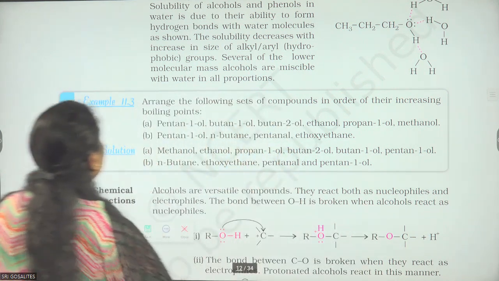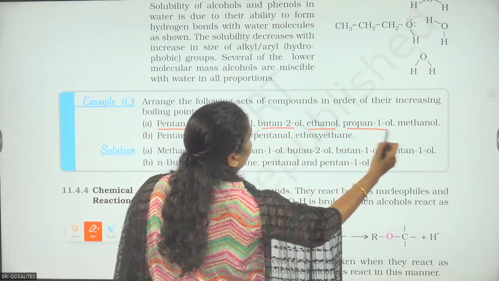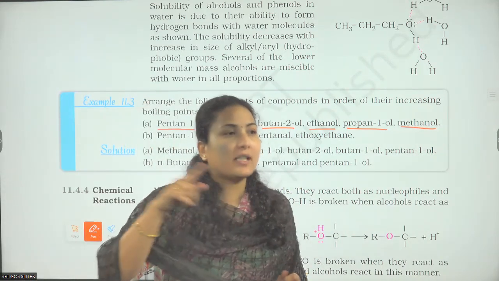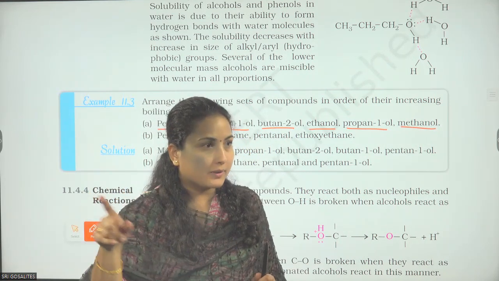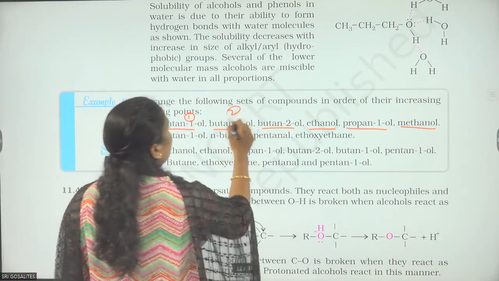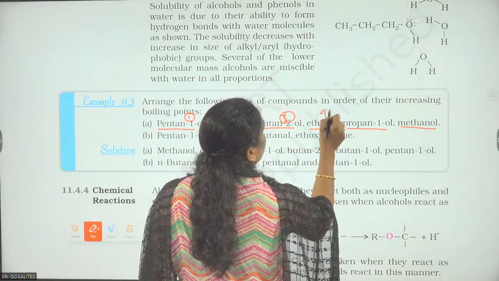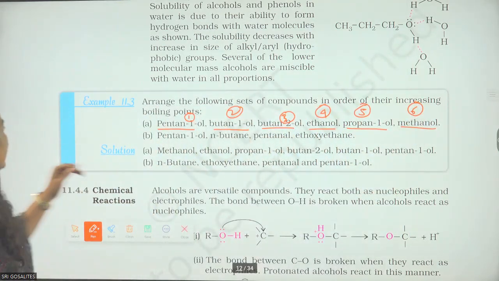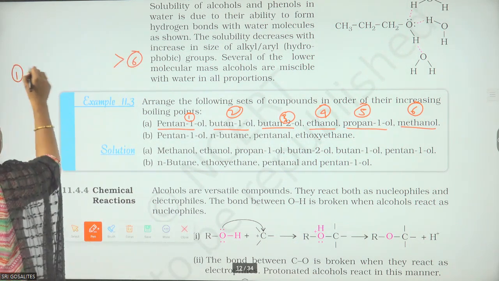Now, when it comes to this particular thing, pentane-1-ol, butane-1-ol, butane-2-ol, ethanol, propanol, and all of them, they are alcohols only. Now, as you increase the number of carbon atoms, molecular mass increases, boiling point should increase, right? Now, the best one should be pentane-1-ol. Let us say this is 1, this is 2, 3, 4. This is 3, this is 4, this is 5. I'm just randomly writing it. So the least boiling point will be of the 6th and the maximum will be of the 1st.